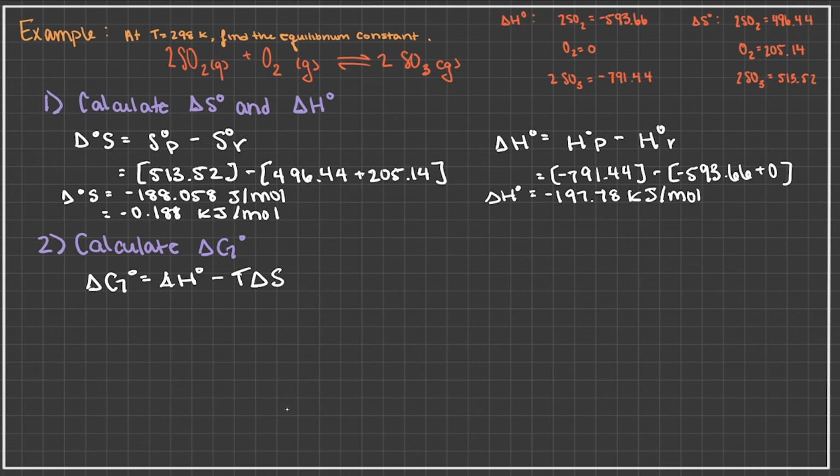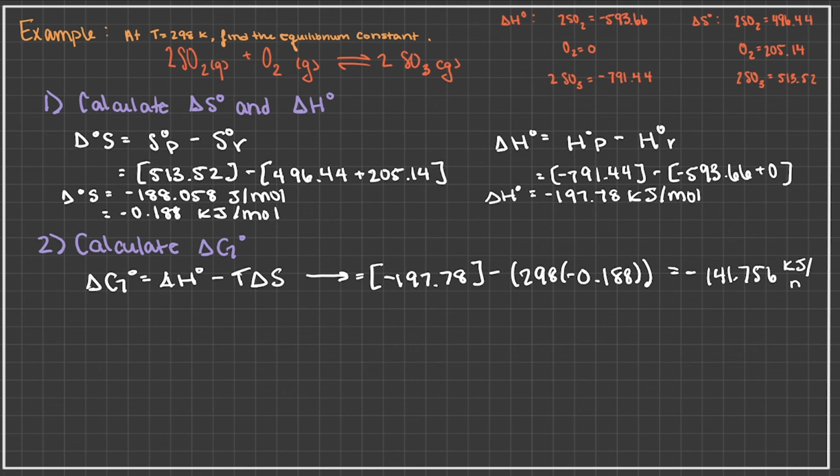And after we plug in our values, and we can see that the temperature is involved, so we're going to use the temperature that we were given, we see that delta G equals negative 141.756 kilojoules per mole. Depending on significant figures, you can round to negative 141.76, or if you're doing whole numbers, you would round to negative 142.